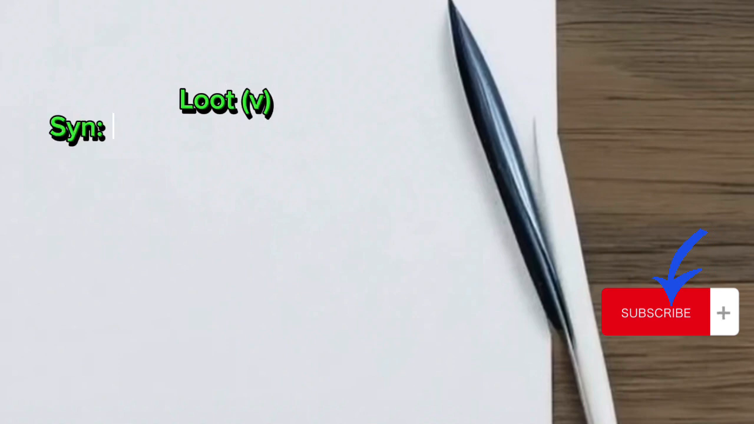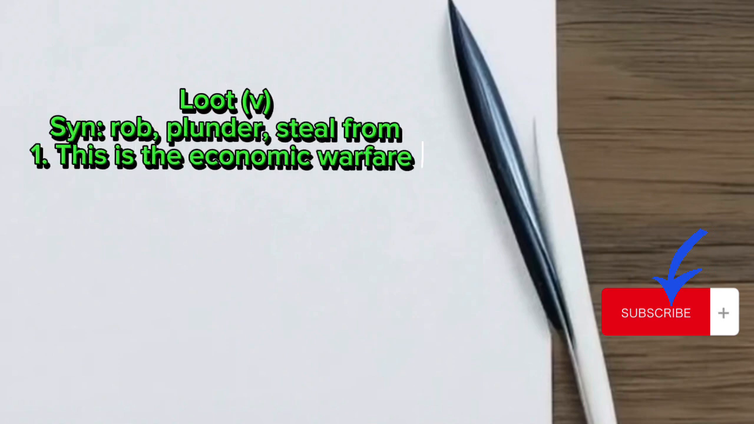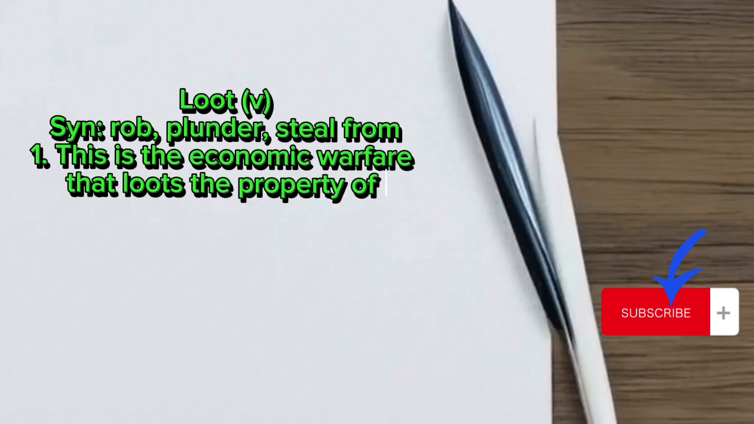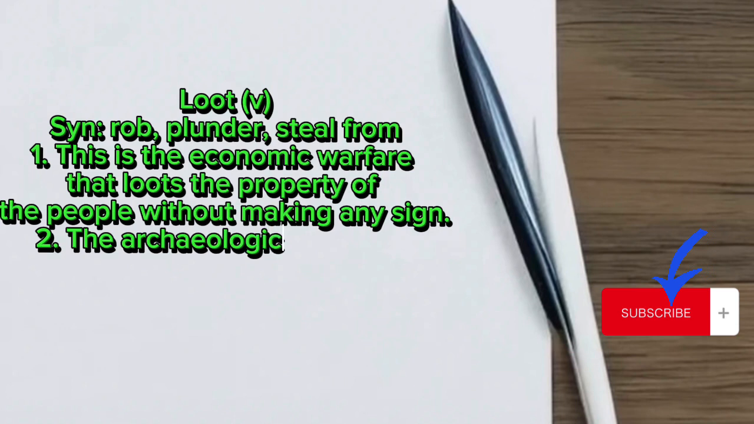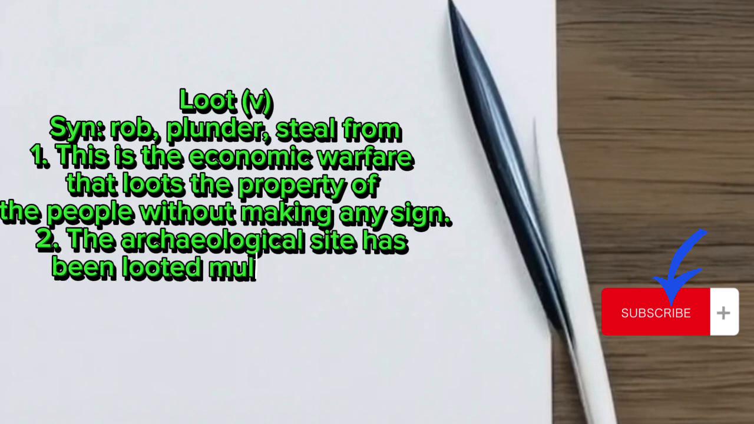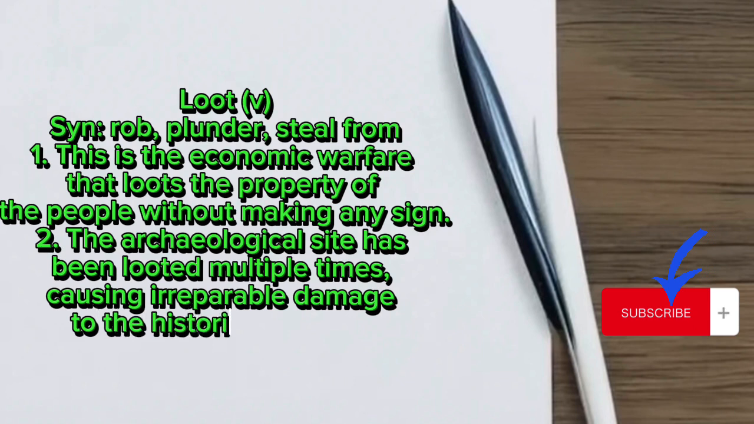Loot is a verb. Synonyms: rob, plunder, steal from. Example number 1. This is the economic warfare that loots the property of the people without making any sign. Number 2. The archaeological site has been looted multiple times, causing irreparable damage to the historical remains.